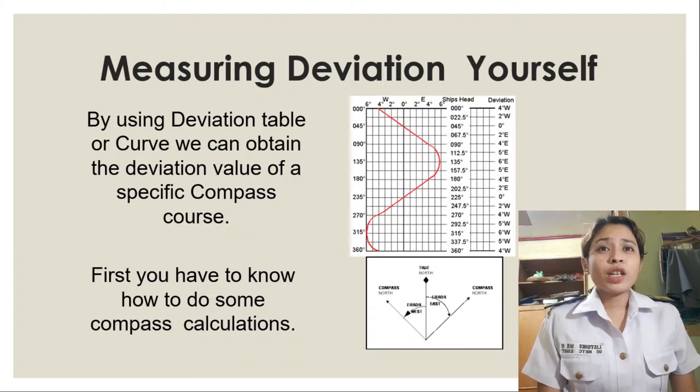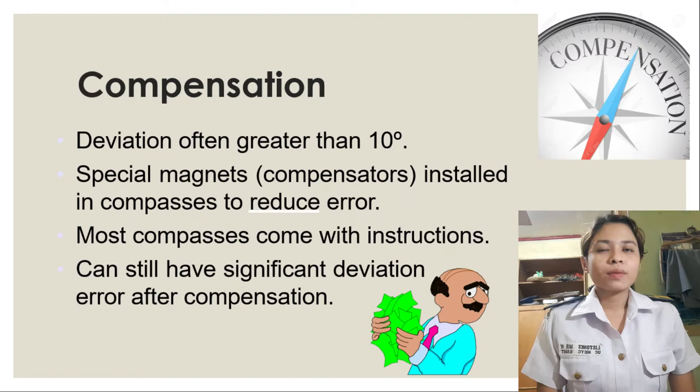By measuring deviation yourself, or using the deviation table or the curve, we can obtain the deviation value of a specific compass course. First, you have to know how to do some compass calculations. Examples of compass calculations were discussed a while ago, such as getting the compass error and compass bearing.